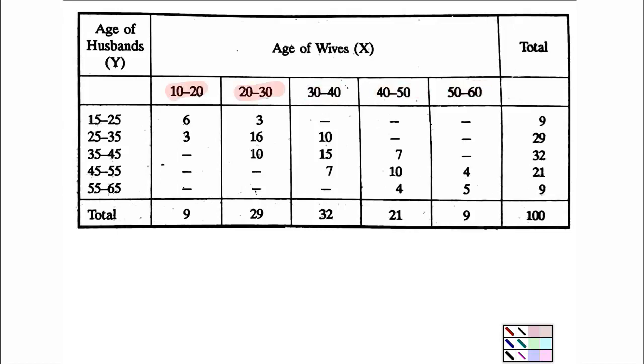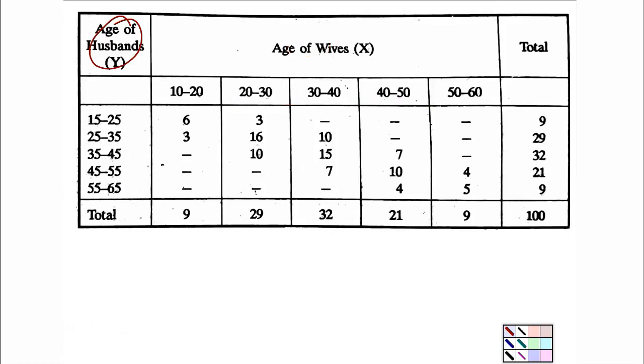So what we'll do is we'll try to find out if there is any correlation between ages of husbands and ages of wives. That is, we'll see whether, as ages are increasing for husbands 25, 35, 65, the ages for wives are also increasing.